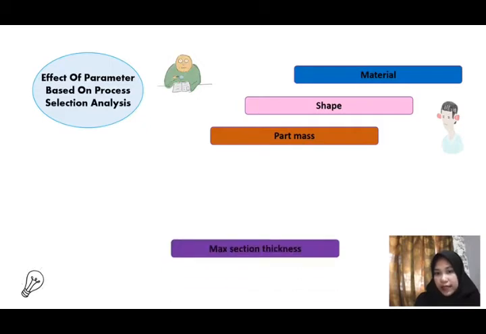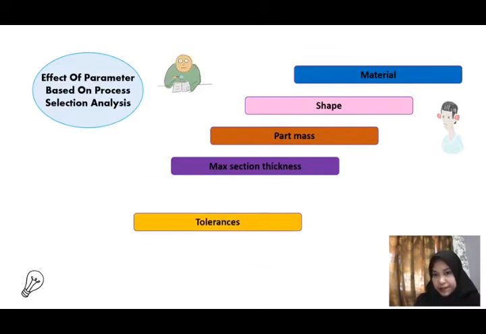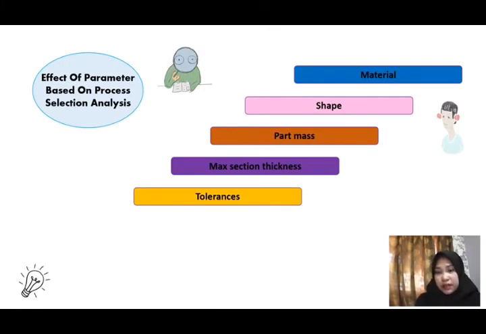The fourth one is maximum section thickness. Maximum section thickness is not prioritized as the shape of the earplug is a 3D solid shape. The fifth one is tolerance. For tolerance, a limited tolerance is needed to ensure that the earplug does not slip or dislodge before expanding enough to stay in place.